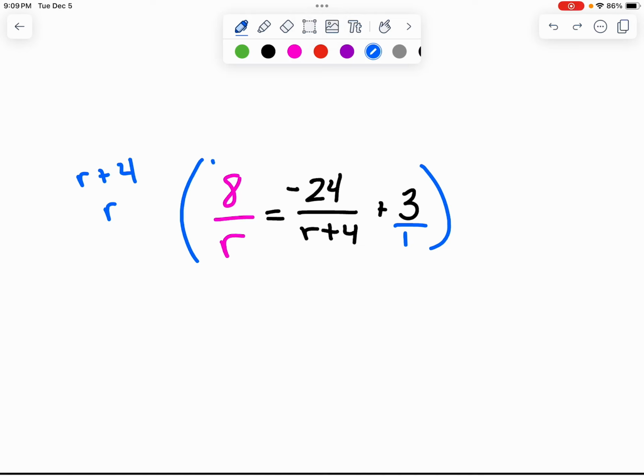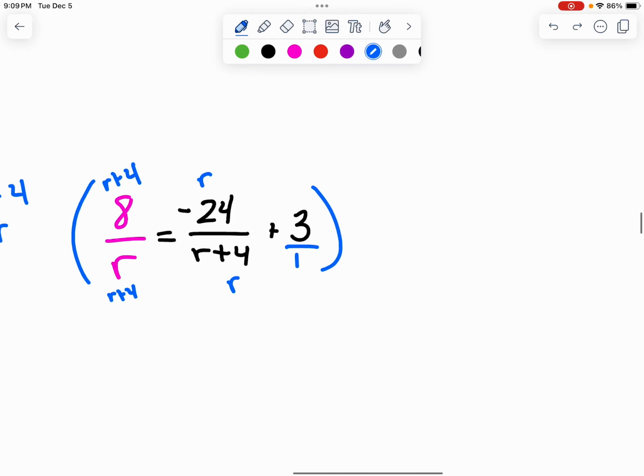It needs an R plus 4. What does the negative 24 need? R. Some kids are going to think the common denominator is just R plus 4, but monomial, binomial, different. And what does the 3 need? It needs an R plus 4 and an R.